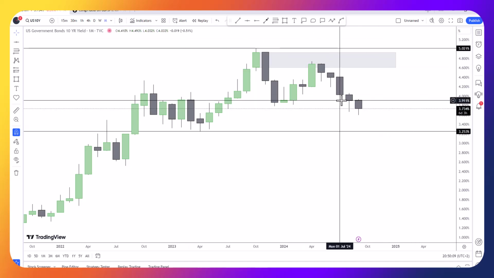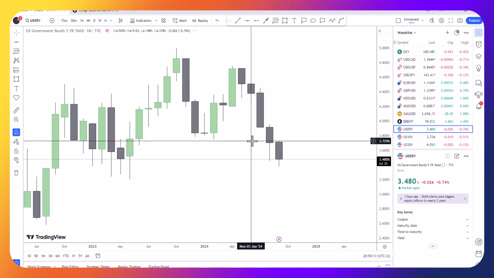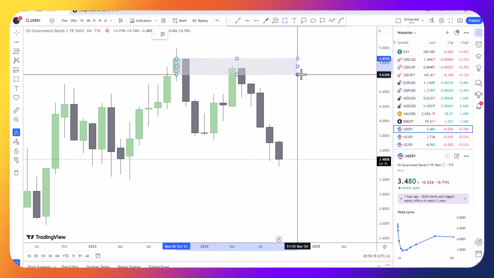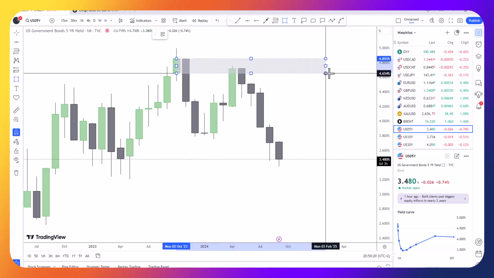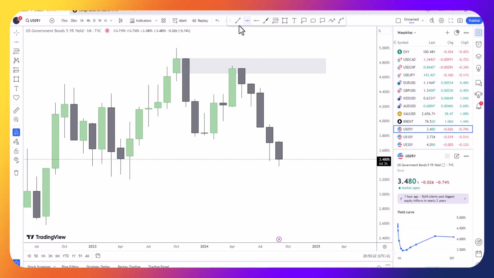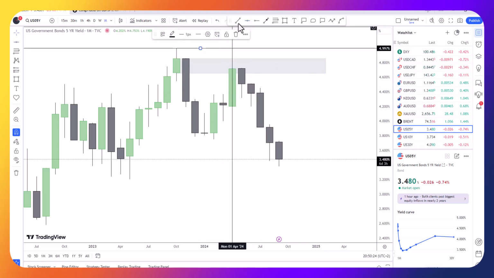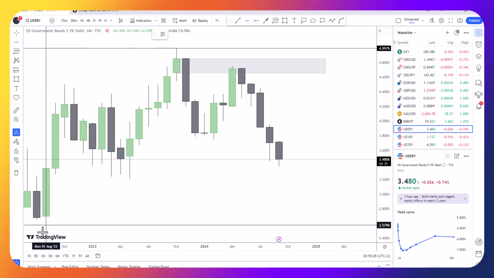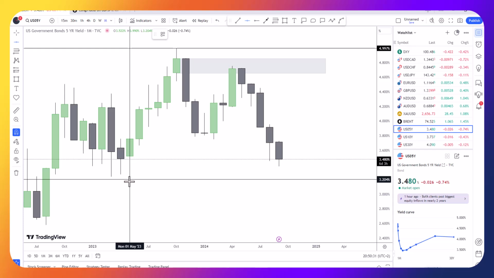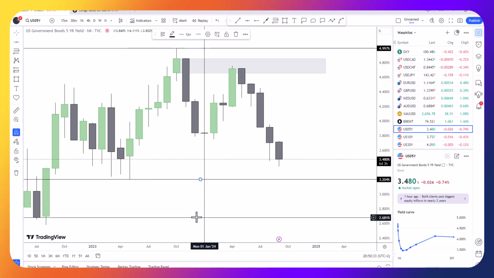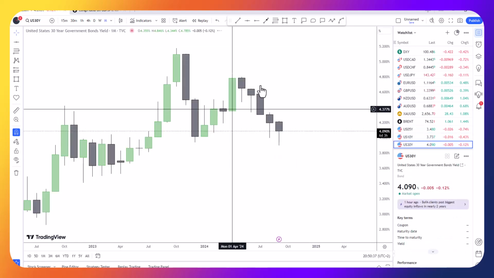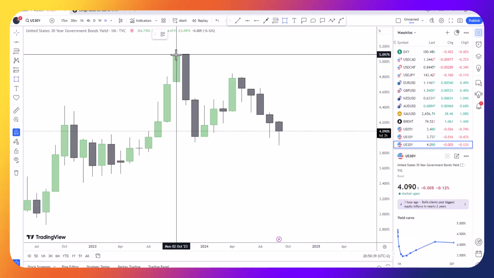So you can see this is the 10-year. I'm going to switch to the 5-year, and you're going to see that it's almost the same price action. So this is the 5-year, right? And we've got our monthly bearish order block there, and then we've got the high of 2023, and then we also have the lows of 2023 coming right here in May, right?